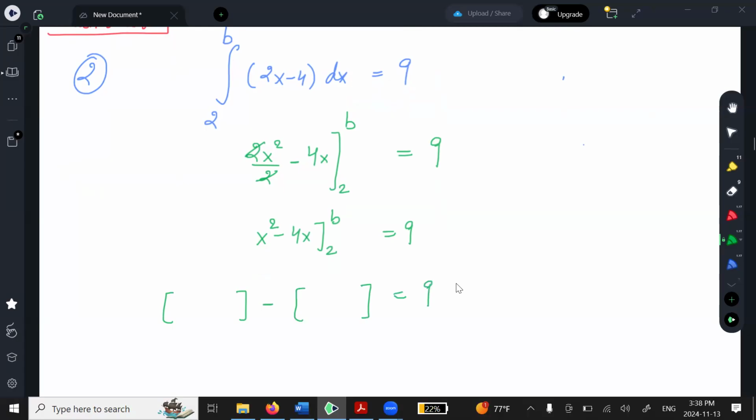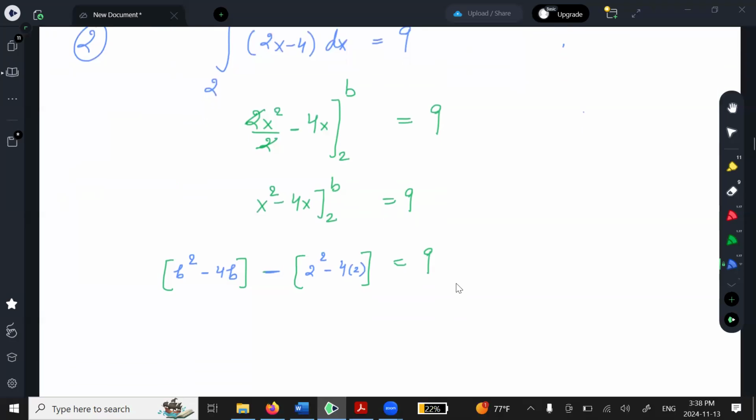In the first bracket, I replace x with the upper limit, which is b. So I get b squared minus 4b. In the second bracket, I put the lower limit, which is 2 squared minus 4 times 2. Question? Yeah. Oh, I'm just replacing the x with the lower limit. Just remember this step, okay?